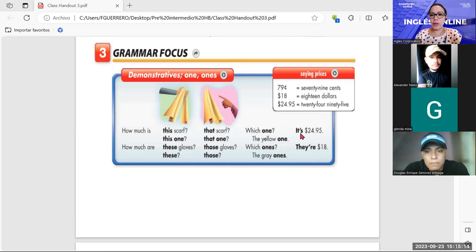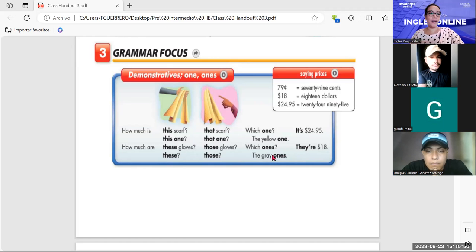Cuando están dando el precio y es un objeto singular, se usa it's. Por ejemplo, volvamos a lo de la bufanda. How much is this scarf? ¿Cuánto cuesta la bufanda? Está preguntando por una bufanda, entonces it's $24.95, porque es singular. Ahora, si preguntamos por artículos en plural, como por ejemplo los guantes, es plural. How much are these gloves? They are 18. Ese es el precio. Remember, if it is singular, it's and the price. If it is plural, they are and the price.